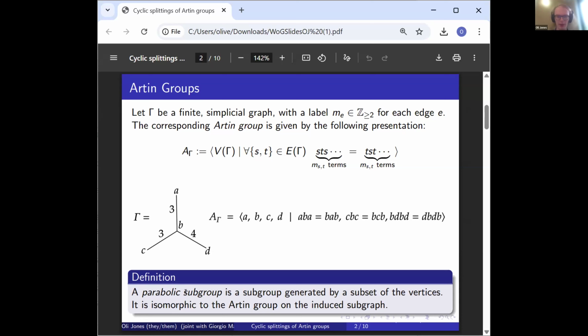A definition we're going to use again and again is a parabolic subgroup. So this is a class of subgroups generated by a subset of the generators. So for instance, I could take the subgroup generated by C, B, and D, and then it's isomorphic to the Artin group on the induced subgraph of those generators. So for that example, I'd have generators B, C, D, and relations BCB equals CBC, and BDBD equals DBDB. So it's just exactly the Artin group that it looks like it is. That's a theorem of Van der Lek from the 80s, I believe.